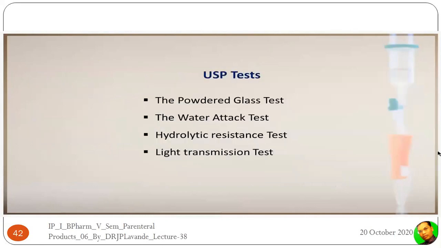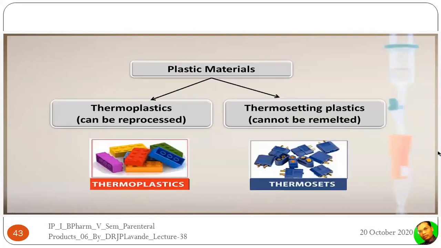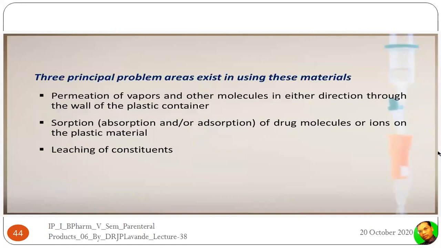And these are the different tests to be performed on the glass materials: the powdered glass test, water attack test, hydrolytic resistance test, and the light transmission test. There is another material, that is the plastic material. They are of two different types: thermoplastic and thermosetting plastic. Thermoplastics can be reprocessed, and thermosetting plastics cannot be reprocessed. They cannot be remelted.